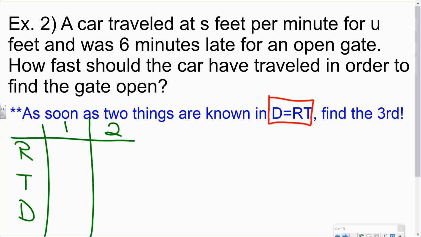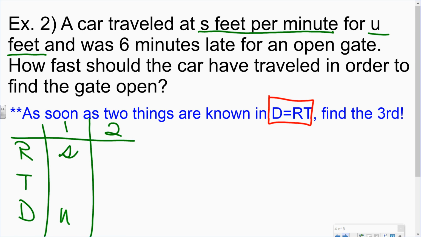We're going to start with the first column, and as soon as we have 2 things in it, we're going to stop reading the problem and use RT equals D to get the third thing in that column. Then we go back to the problem. So a car traveled at S feet per minute. Rate, time, or distance? That's a rate, so that's the first rate. It goes U feet. What's U?